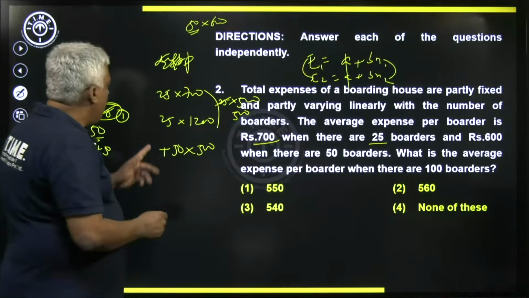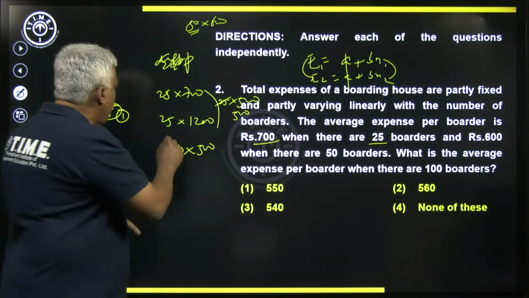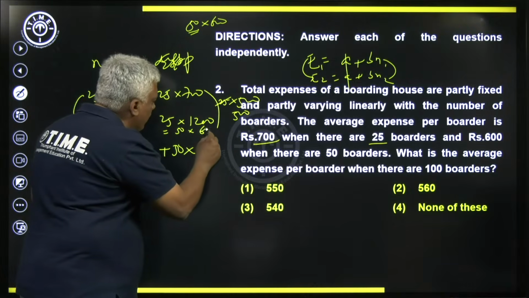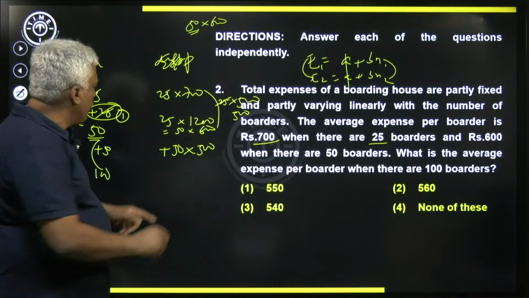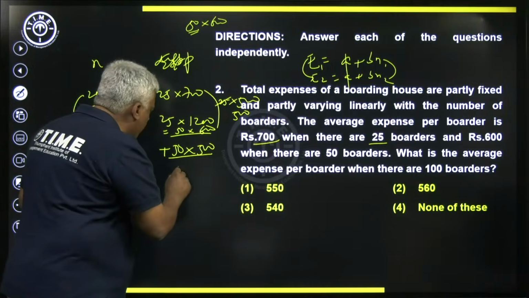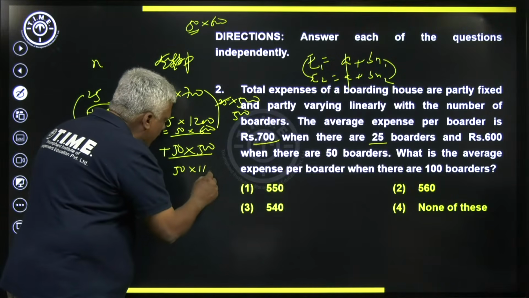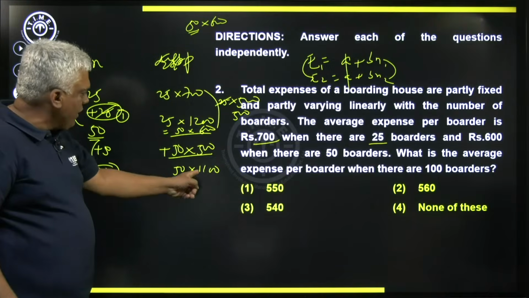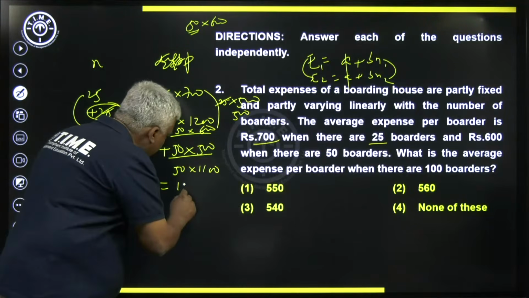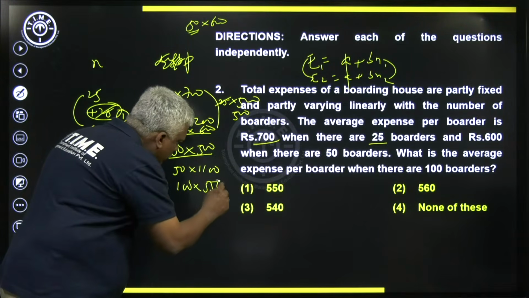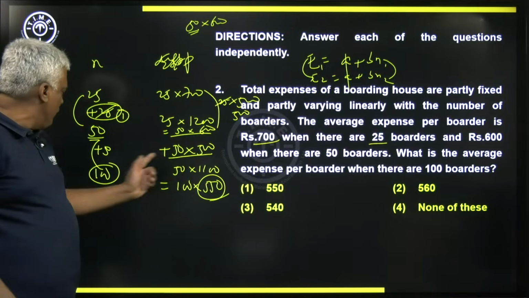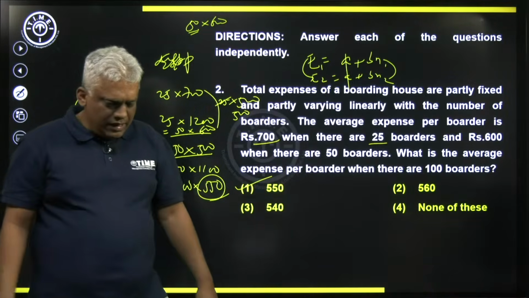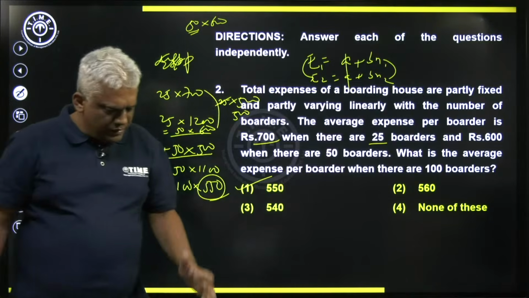So you see, it will be how much? We can write it as 50 into, I can write 50 into 600, this one, right? 50 into 600 and 50 into 500, it will be 50 into 1100, right? Okay. So now there are 100 borders, right? So I want to make it in the multiple of 100. So it will be 100 into 550, right? So the average is 550, right? For 100 borders, you can see that 100 into 550. So the answer is 550. That's the right answer. So Soeb, your answer is correct.